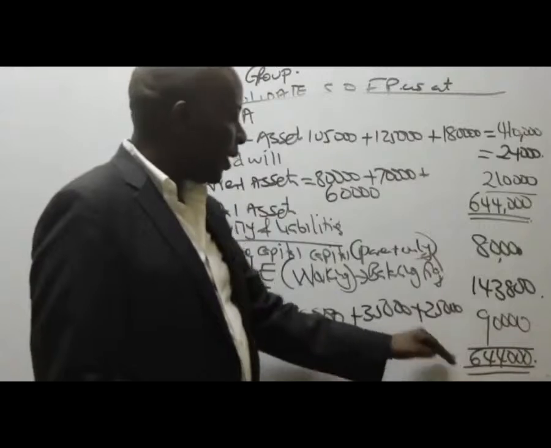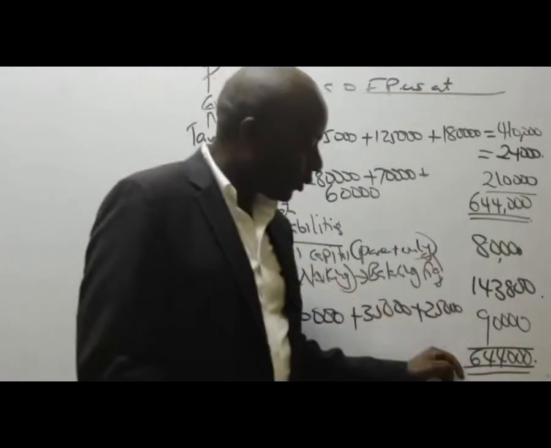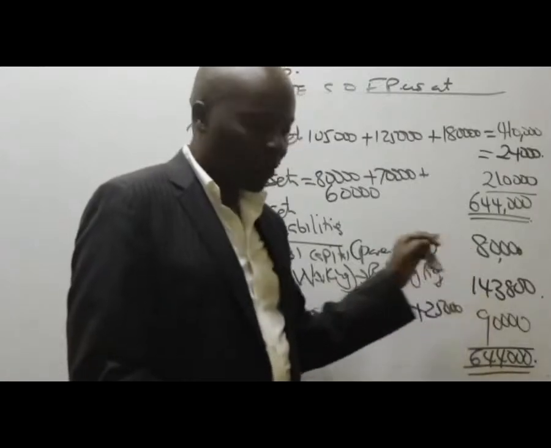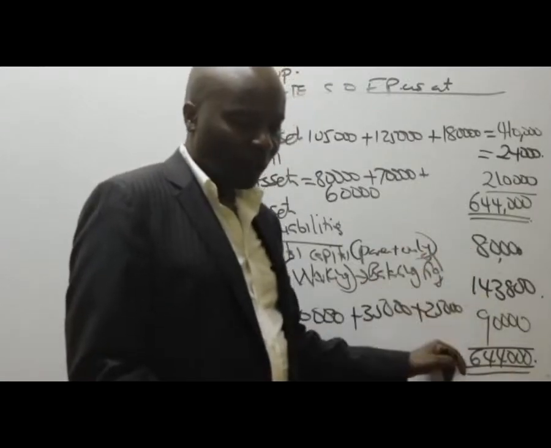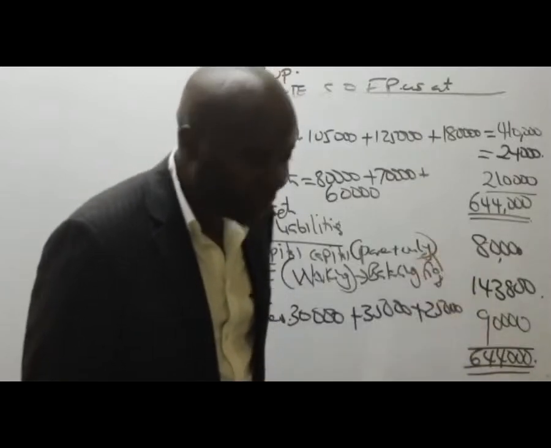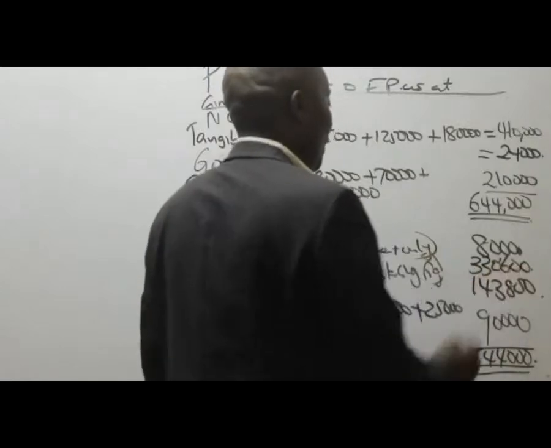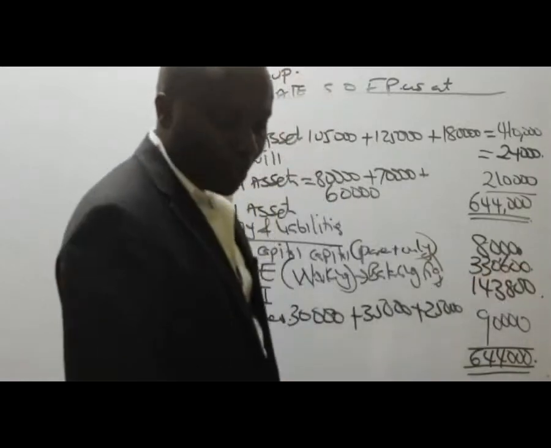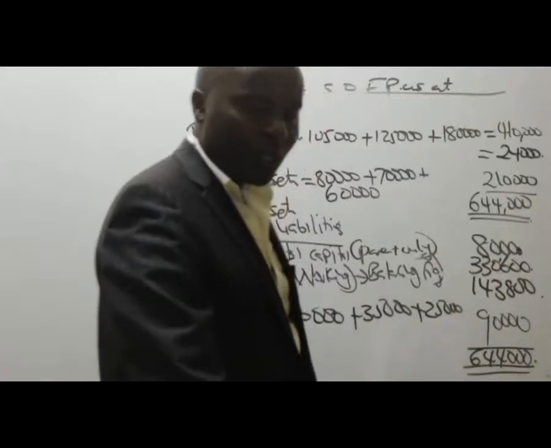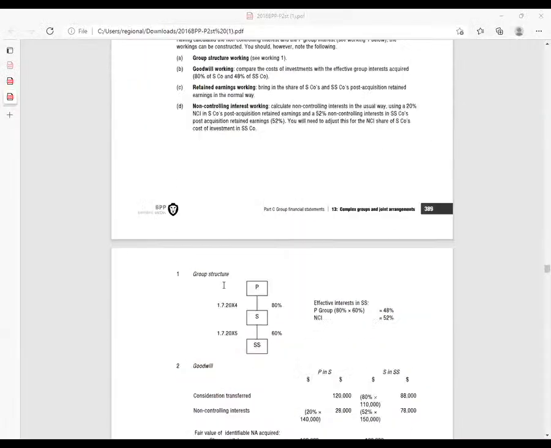So the balancing figure will be your retained earnings. So retained earnings will be 644,000 minus this, minus this, minus this. That gives you 330,600.